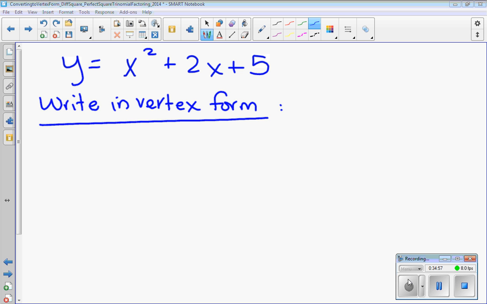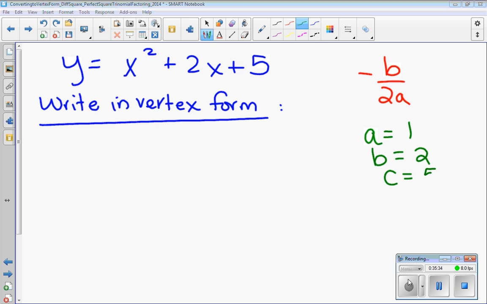So write it in vertex form. What are we going to do? What's the first step? What's that formula that I gave you? Negative b over 2a. So anytime you're asked to go from standard form to vertex form, this is the formula I want you to consider. Okay? That gives us the axis of symmetry and the x coordinate. So let's identify what A, B, and C are. What's A? 1. What's B? 2. And what's C? 5.